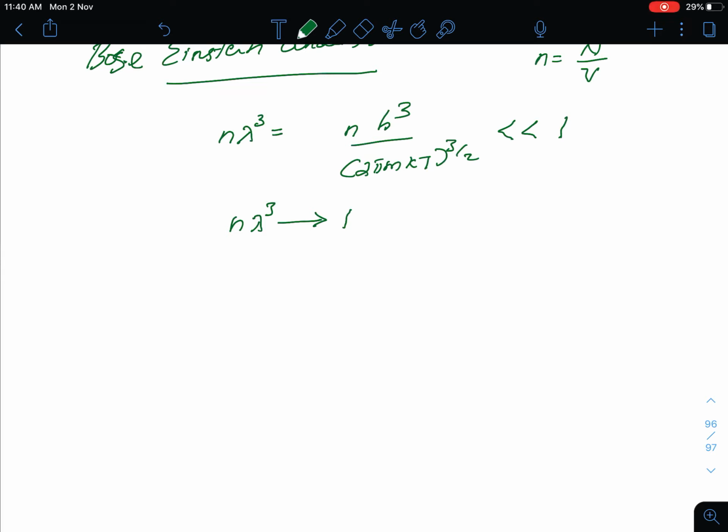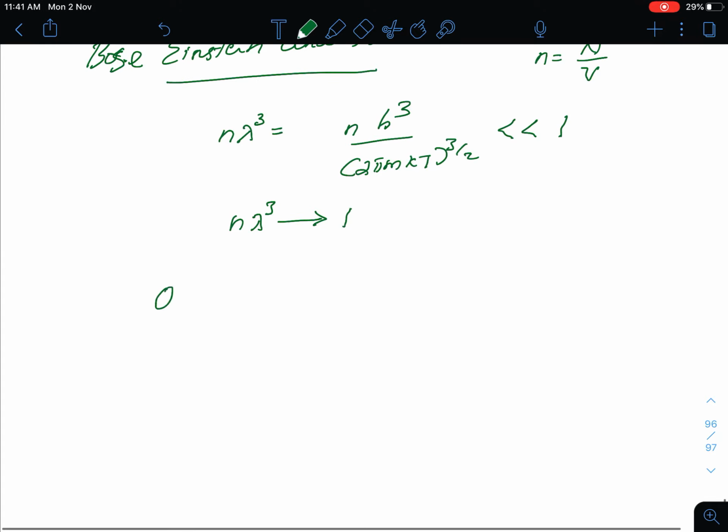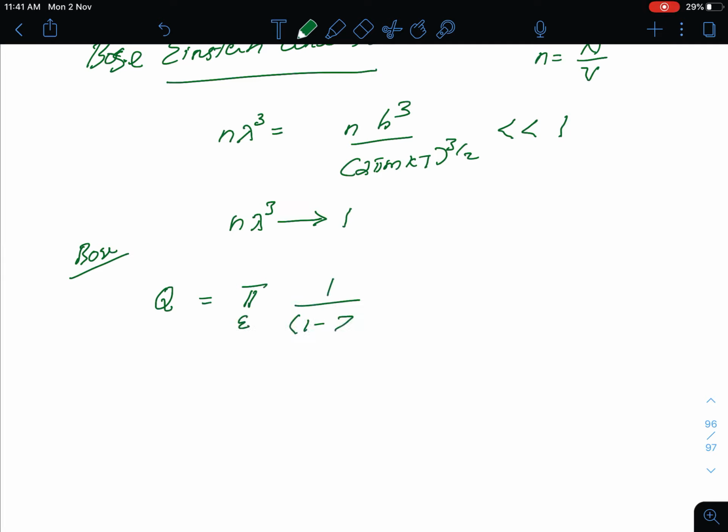So, as from our own experience, in the last class we derived the grand canonical partition function, Q, simply for Bose-Einstein systems. Q is the product over e of 1 by 1 minus z e raised to minus beta e. This is what we got.